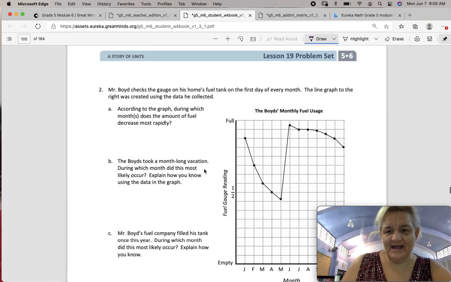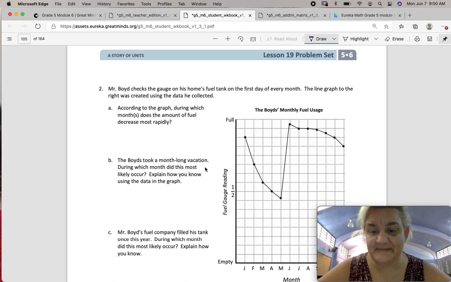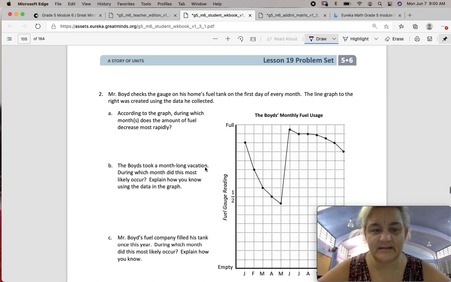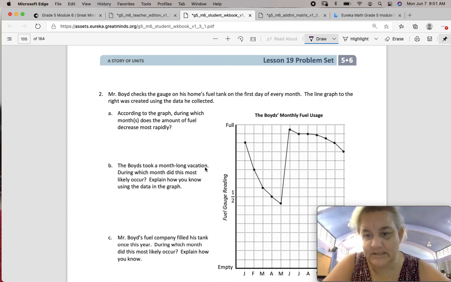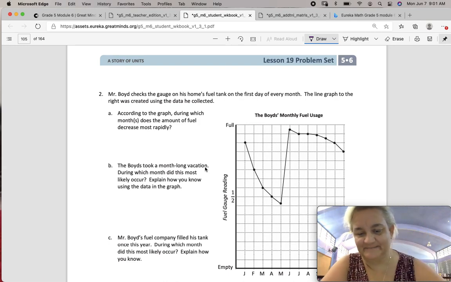All right, next graph. Mr. Boyd checks the gauge on his home's fuel tank on the very first day of every month. The line graph to the right was created using the data he collected.